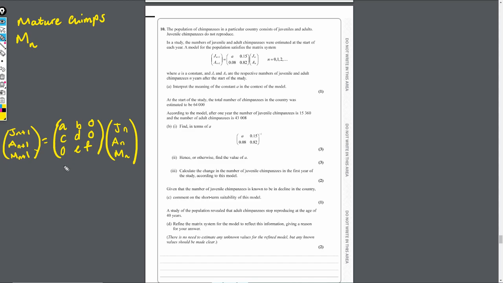So my A, B, C, D, E, and F, they're just representing a value. That's not important, but the idea that these zeros here and here and here are important. It's illustrating the fact that a juvenile chimp can't become a mature and vice versa. A mature chimp can't become a juvenile chimp. But there we have it. So that's question 10 fully complete, and that finishes the core pure paper.